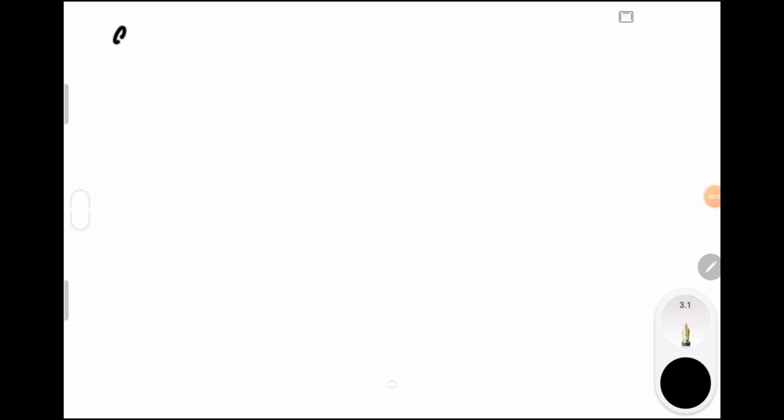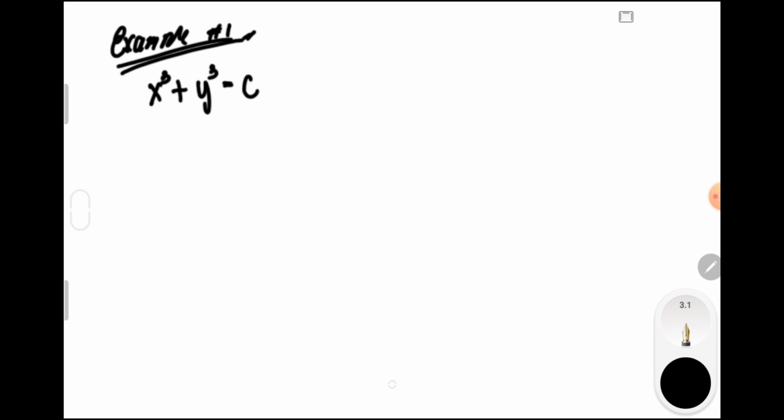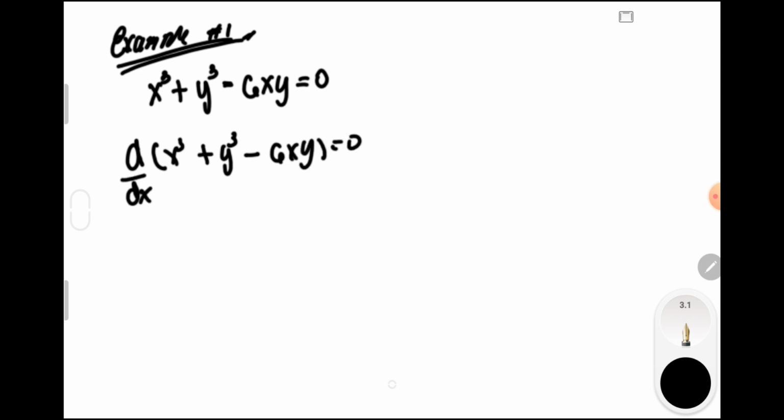So let's have our example 1. Wherein we have x cubed plus y cubed minus 6xy equals 0. So as you can see, if we would perform our implicit differentiation with this one, so we'll have the derivative of x cubed plus y cubed minus 6xy equals 0 with respect to dx.